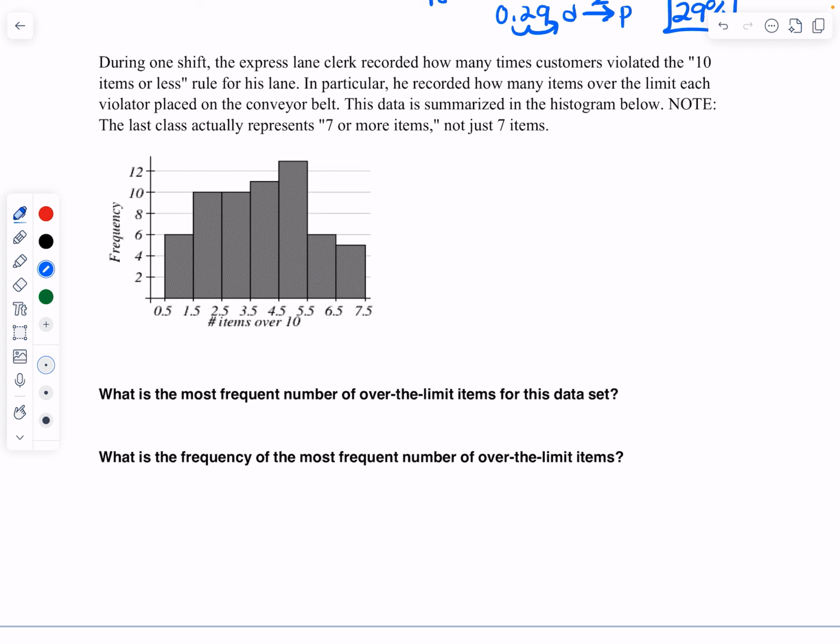Okie dokie. So if we look at this, it says, what is the most frequent number of over-the-limit items for this data set? To find the most frequent, I'm looking for the highest histogram bar, which occurs right here, and that is 13. So 13 people had, and if I look here at the actual data points, we have 4.5 going to 5.5, so that's 5. 5 items over the limit.